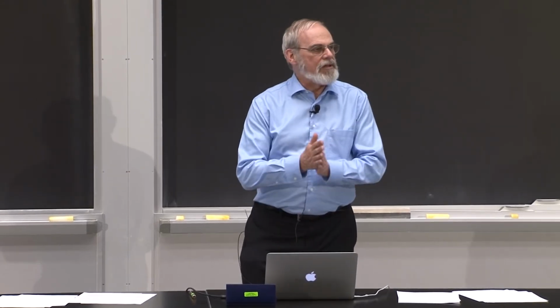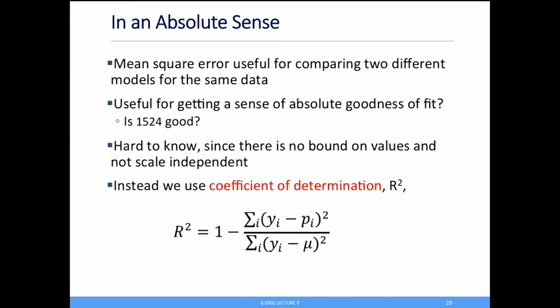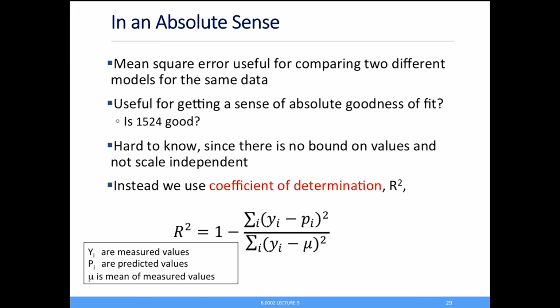And so for that, we're going to use something called the coefficient of determination, written as r squared. So let me show you what this does, and then we're going to use it. The y's are measured values. Those are my samples I got from my experiment. The p's are the predicted values. That is, for this curve, here's what I predict those values should be.